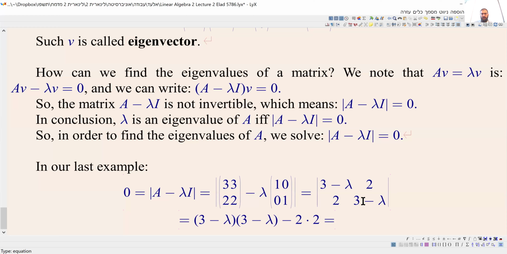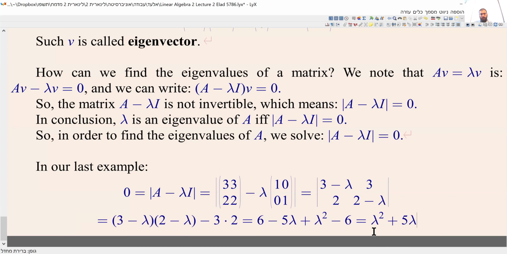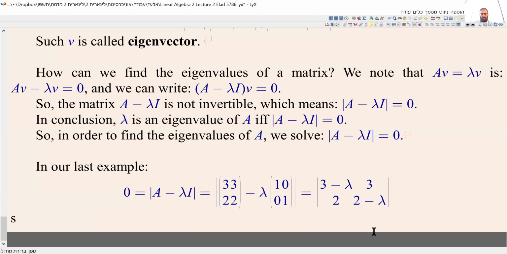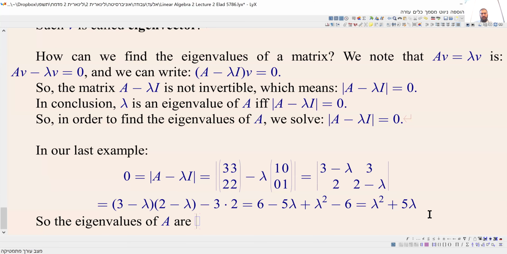No, I was wrong. Here it is 2, here it's 3. I didn't write it correctly. I was running, that's why I was mistaken. And here we have 6 minus 5 lambda plus lambda squared minus 6, which is lambda squared plus 5 lambda. So the eigenvalues of A are 0 and minus 5.